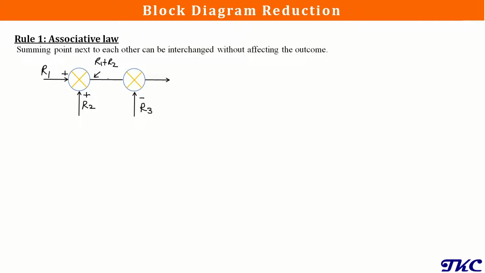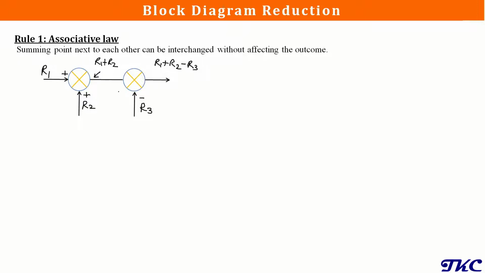So we have R1 plus R2 as the output after the first summing point. Now this output becomes input to the second summing point, which has an additional signal in the form of R3, but it is a negative signal. So the output after this second summing point will again be the addition of all the signals. So it will be R1 plus R2 minus R3.